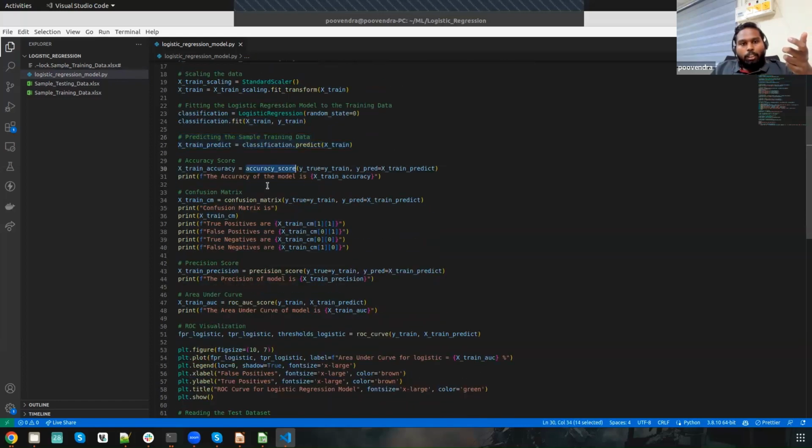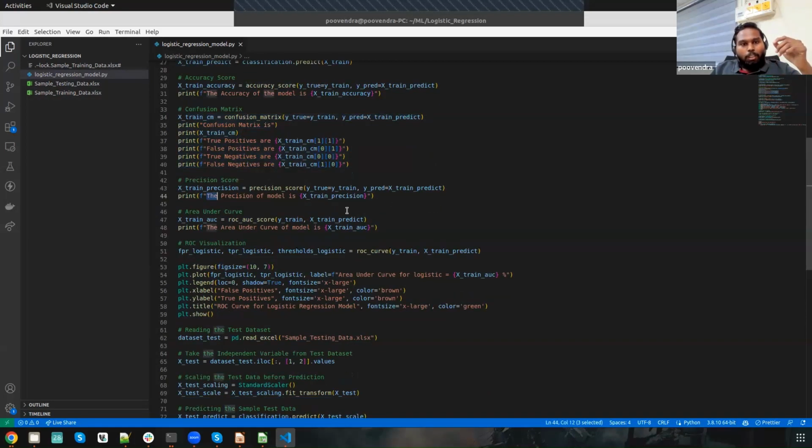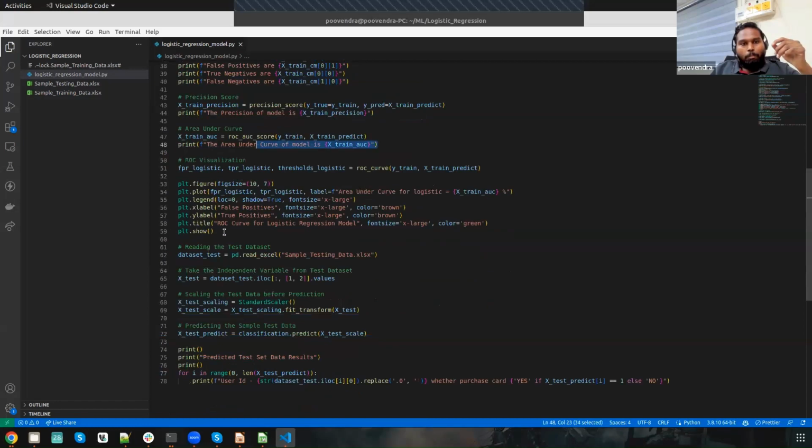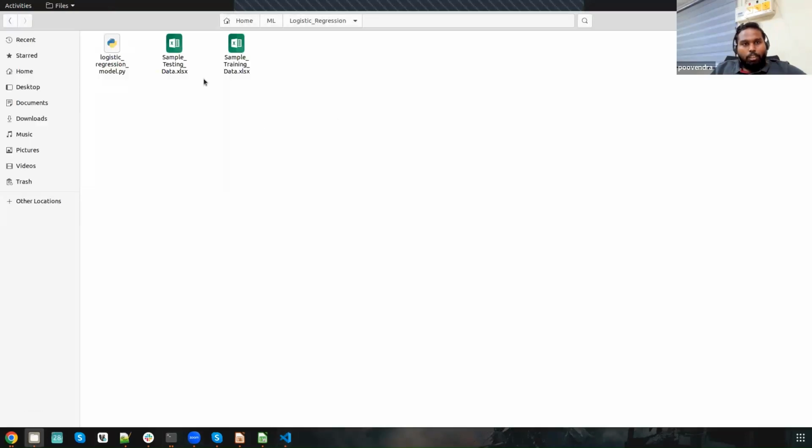And here is accuracy, and this is the confusion matrix step. I told you what the confusion matrix is, and what the precision and the area under curve are, and I am trying to plot this area under curve. I will just explain this also.